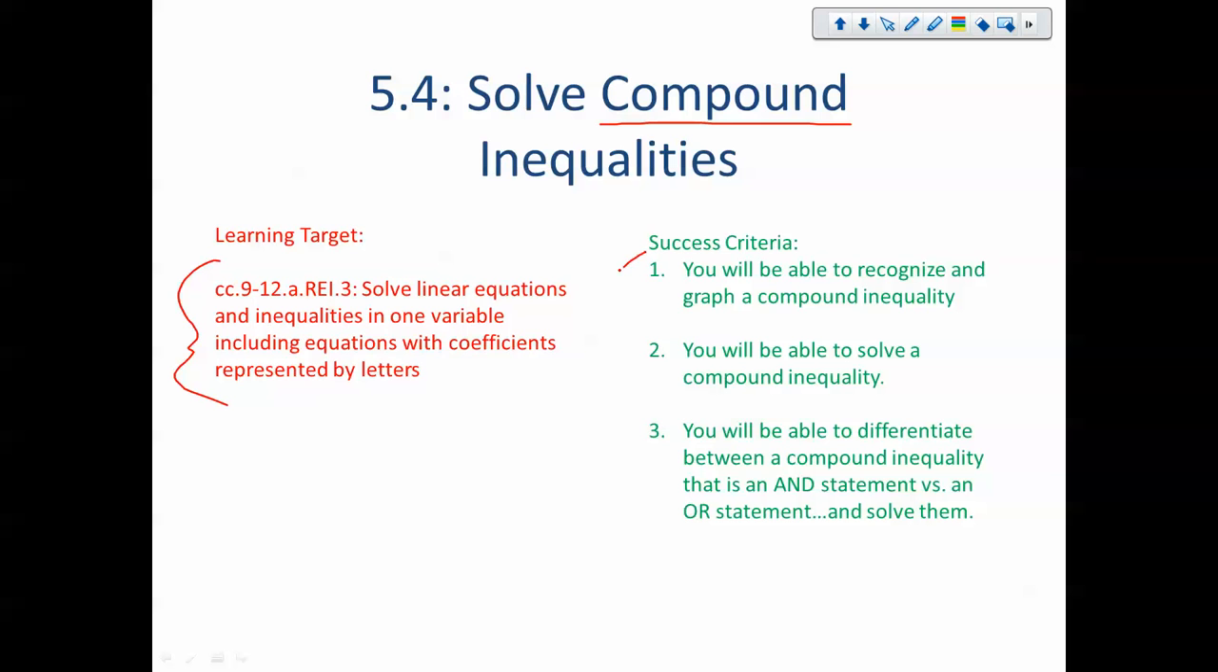Overall, these are the three big things that we need to take away from this particular lesson. First of all, you need to be able to recognize and graph what a compound inequality is. You will then need to be able to solve a compound inequality. You're also going to need to be able to differentiate, meaning tell the difference between, a compound inequality that is an and statement and an or statement. And again, we will be discussing what those things mean in the lesson as we come up here.